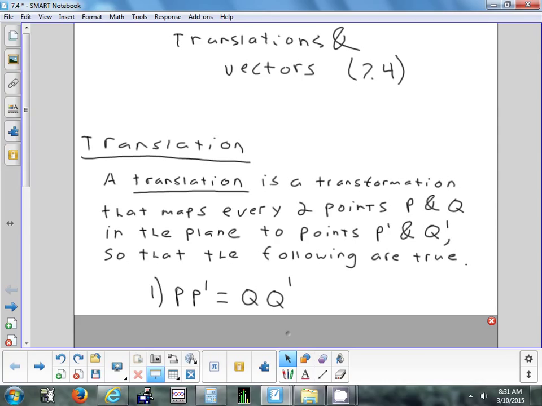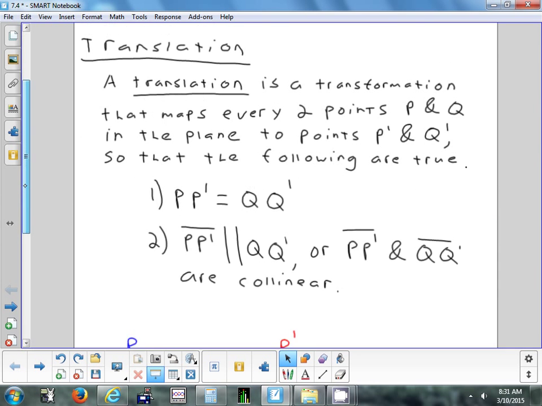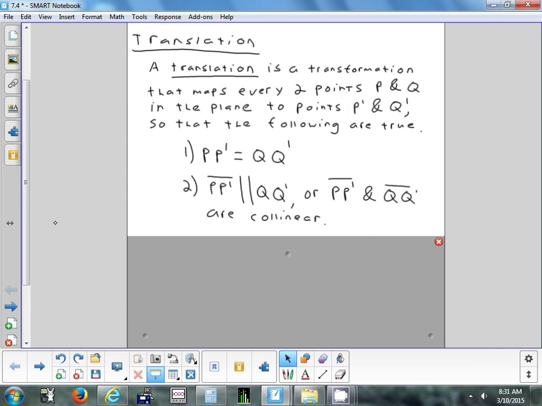The distance from P to P prime and Q to Q prime is the same. Okay? That's important. And the second thing, the segment from P to P prime is parallel to the segment from Q to Q prime. They're parallel.